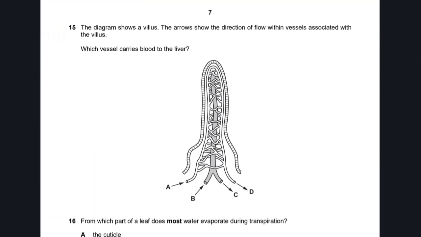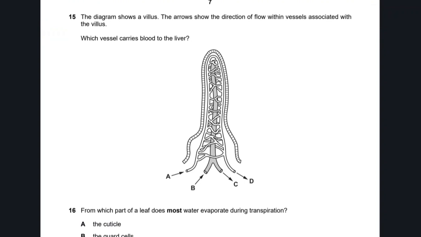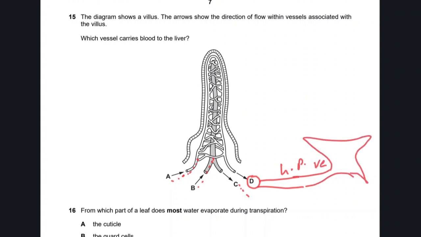Here we have the structure of the villi and the blood, and you can see which blood vessels carry blood to the liver. So from the small intestine the absorption occurs. Here you can see the lacteal in the center. Lacteal is linked to the lymphatic system, and D is that it is carried through the hepatic portal vein to the liver. So through the hepatic portal vein it is carried to the liver.